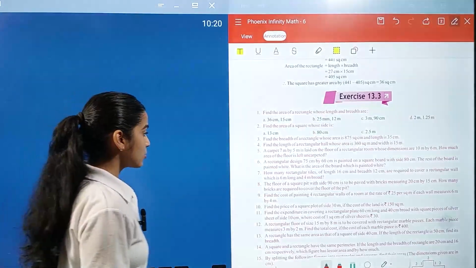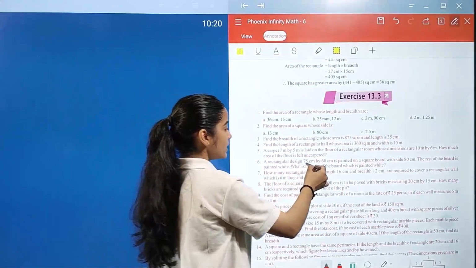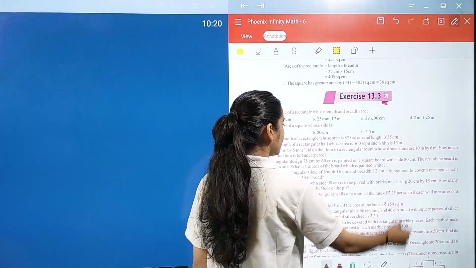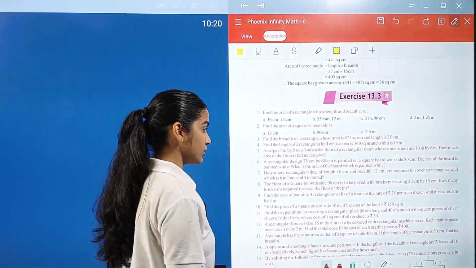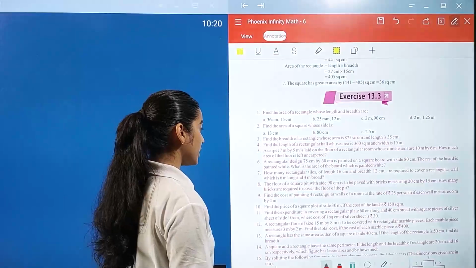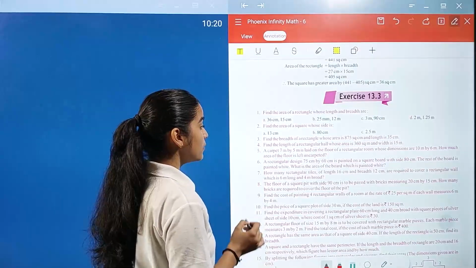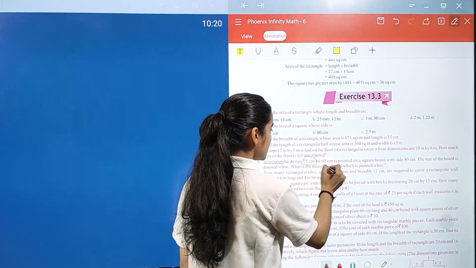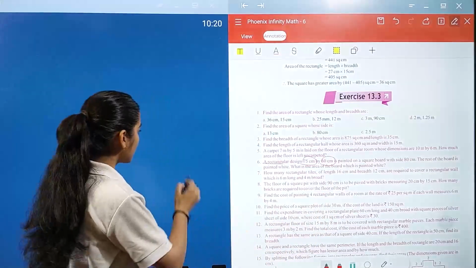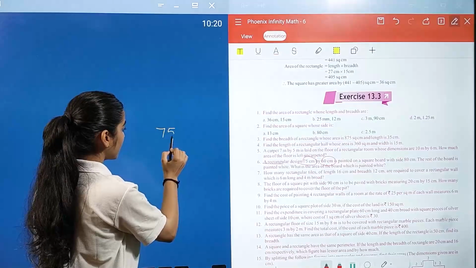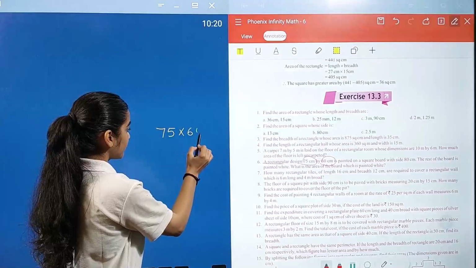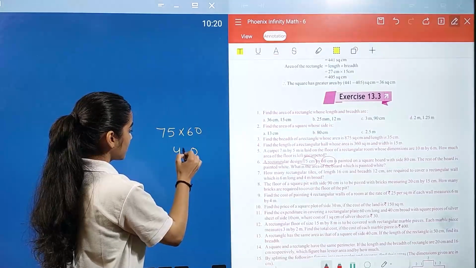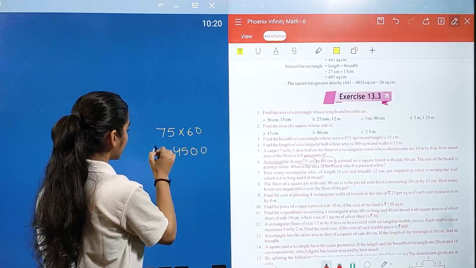Next question: a rectangular design 75 centimeter by 60 centimeter is painted on a square board with side 80 centimeter. The rest of the board is painted white. What is the area of the board which is painted white? So we have a rectangular design 75 centimeter and 60 centimeter. First we have to calculate the area for it. So this is the area of the rectangular part, 4500.